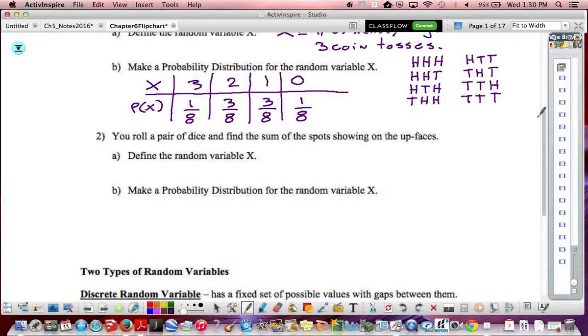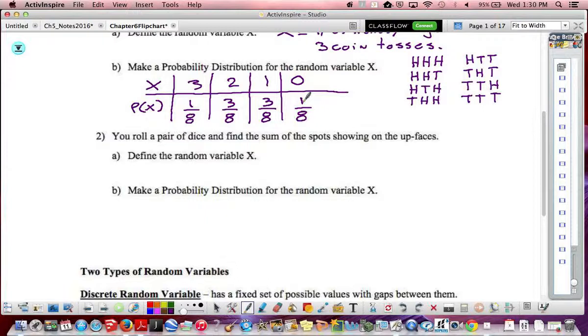So when I do a probability distribution like I just did, I check those two facts. I know they're all fractions, I know they're all between 0 and 1, and do these all add up to 1? Well, since it's out of 8, I can add up my numerators. 1, 3, 3, 1 add up to 8. 8 over 8, I've accounted for all my outcomes. Therefore, I've done it correctly.